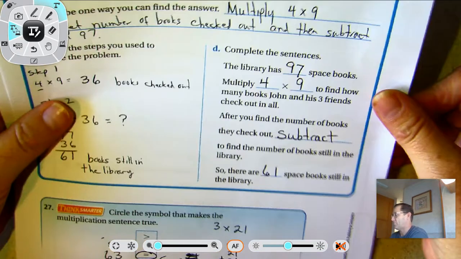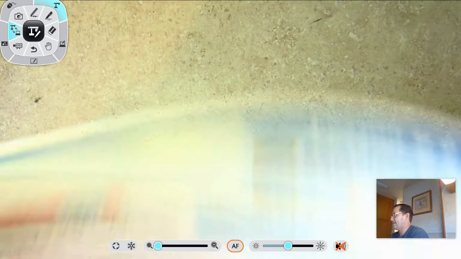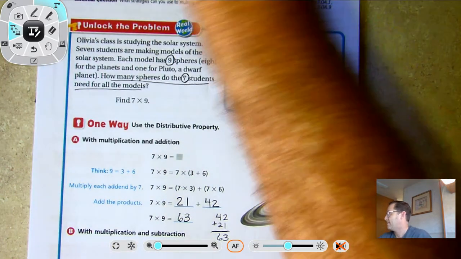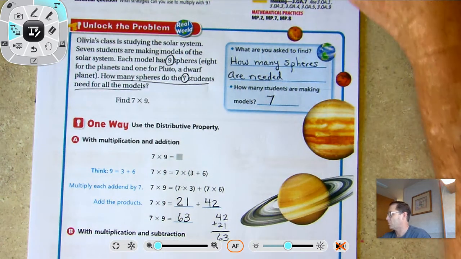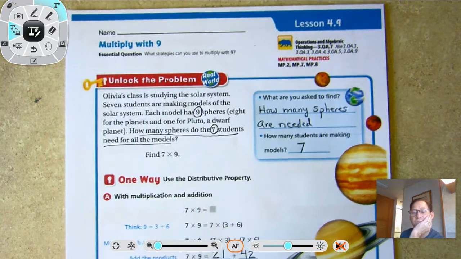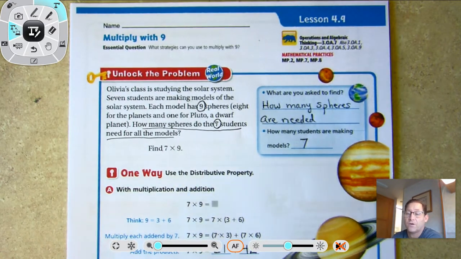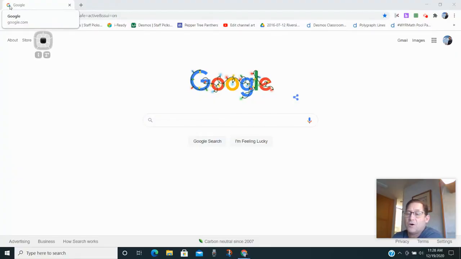Okay, so that's it for lesson 4.9. In our next lesson, we're going to be talking about problem solving using the multiplication skills we've learned so far. So until then, may the numbers always be in your favor.